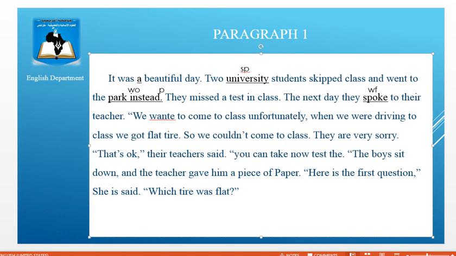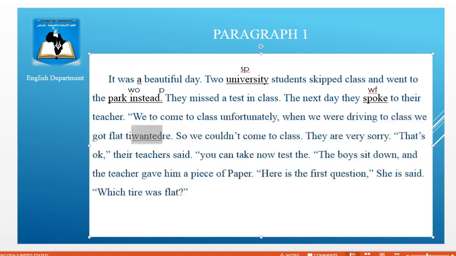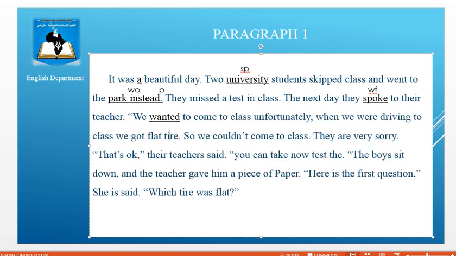We want to come to class, unfortunately. There is a mistake here. As I told you, when you have a red line on a line, it means spelling mistake. So wanted, yes, because it's in the past. We wanted to come. So this is what? Spelling mistake. Let's say like this one.